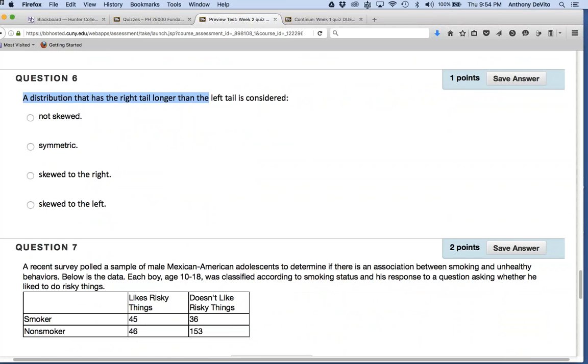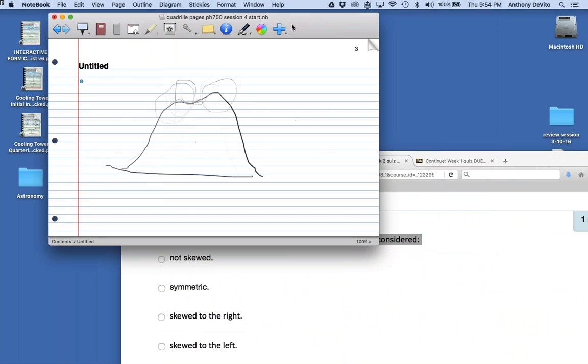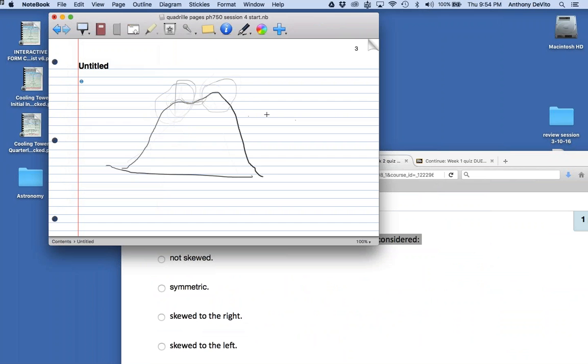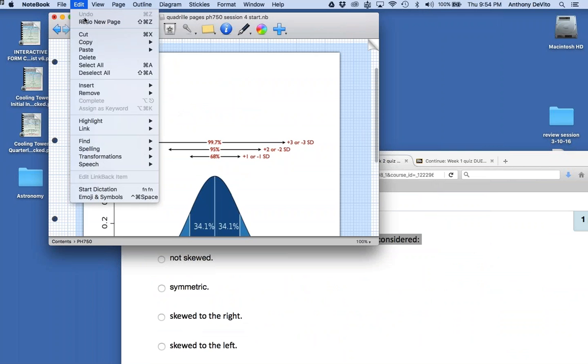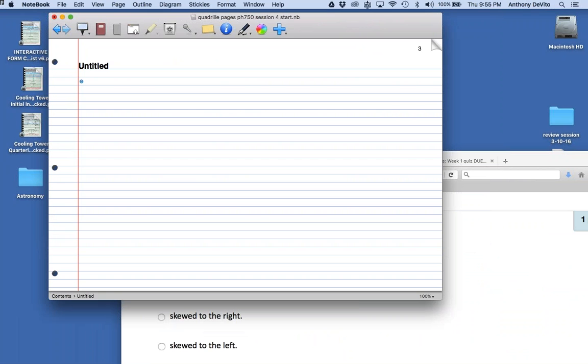A distribution that has the right tail longer than the left is considered skewed, not skewed. I'm going to draw that one because that brings up an interesting point, because I want to talk about what that means when we say skewed. Okay, I got that back. Let's talk about skewed. Okay, so now I'm going to do my best to draw this here with this silly thing.